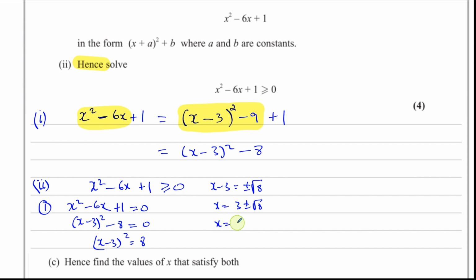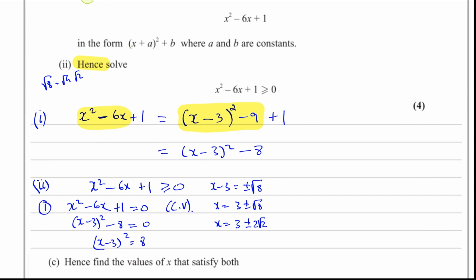Now the square root of 8 can be rewritten using 8 as 4 times 2. The square root of 8 is the same as the square root of 4 times the square root of 2, which is 2 root 2. So this is 3 plus or minus 2 root 2. So those are where this is equal to 0. These are called the critical values.